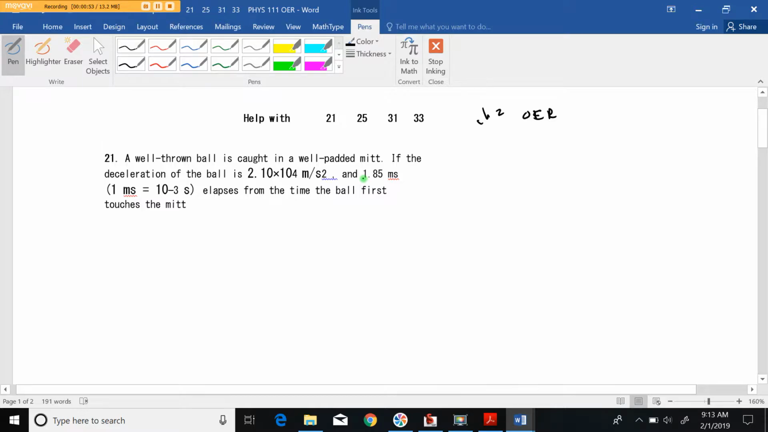from the time the ball first touches the mitt. Well, first of all, physics people, we don't like the term decelerate. If the acceleration of the ball, I'm going to change that to 2.1 times 10 to the fourth meters per second squared, taking note that the acceleration is in the opposite direction of the velocity. And the question is, how do we analyze this?